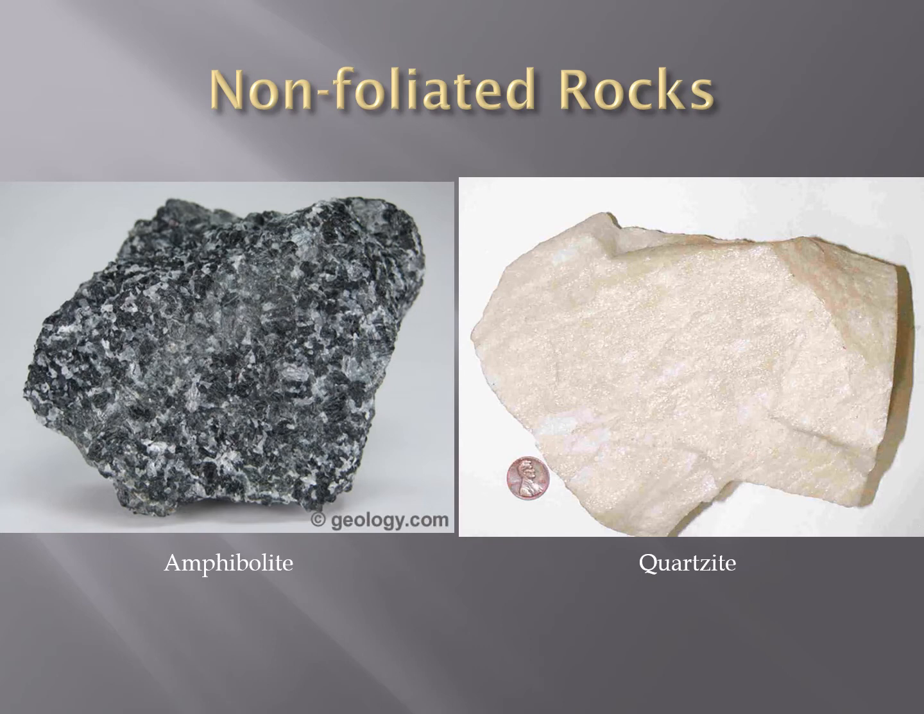And of course we have non-foliated metamorphic rocks. The two examples we have shown here are amphibolites and quartzites. We can see from this image that these two metamorphic rocks do not exhibit any type of foliation at all. There's no real distinct planar pattern with these rocks.